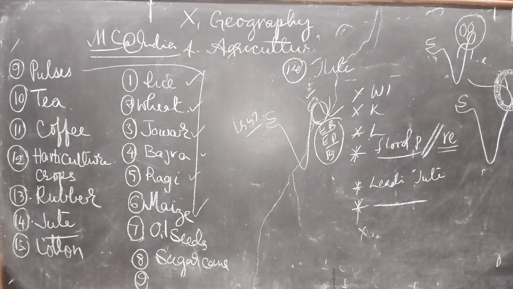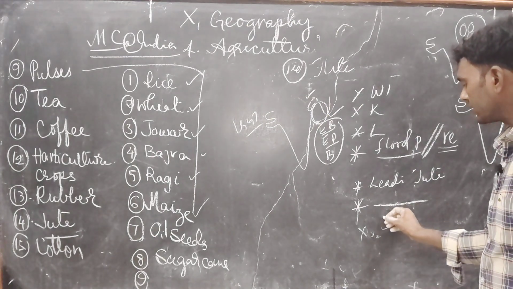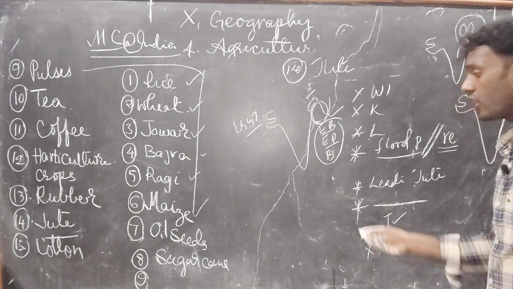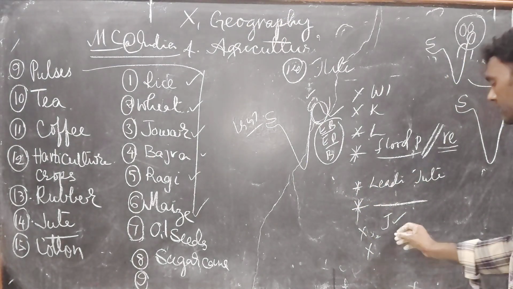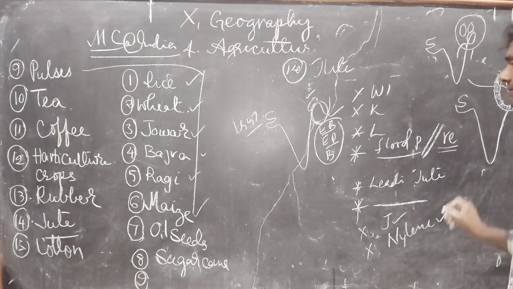Okay, one more thing we need to discuss here. Nowadays labor cost has increased. So what happened finally? Artificial fibers, particularly nylon, are occupying its place. This is about jute.